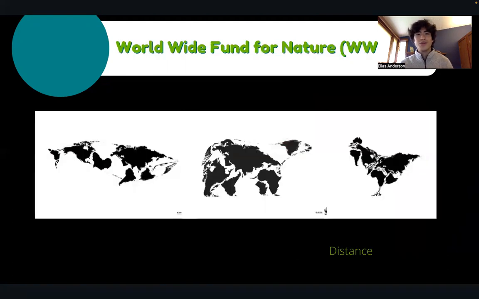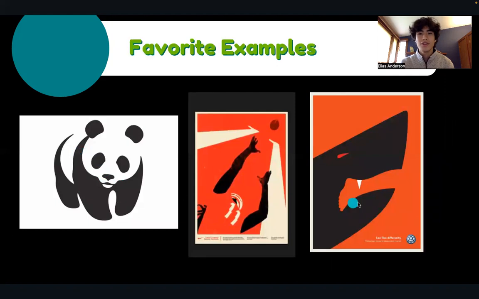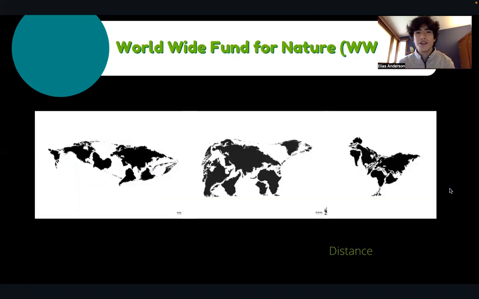Another thing I thought would be really cool to include would be more on the Worldwide Fund for Nature, or the WWF. The panda is the logo for the Worldwide Fund for Nature. And they had this really cool campaign where they put out a bunch of examples of closure using the continents of the world to create animals. So for this one, we have the whale. The second one, we have a bear. And the third one, we have a chicken. And I just think they're really cool and more complex and involved examples of this closure concept.